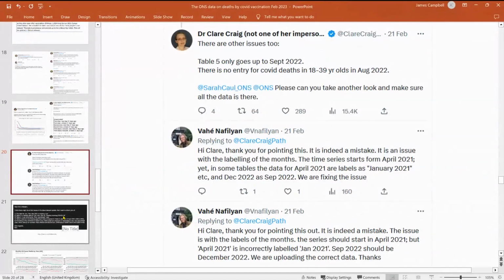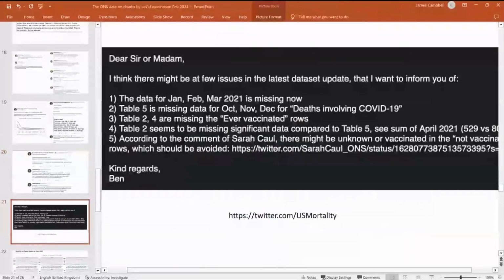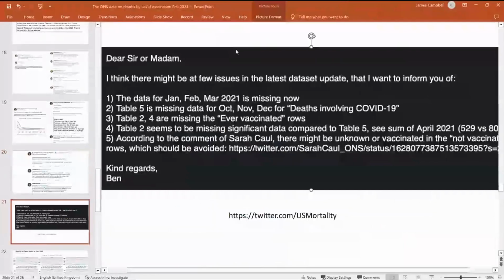And then here a guy called Ben, who goes under the name US Mortality on Twitter, is very good. He's done some very good data analysis. On the next slide, he summarised his concerns about the data. He pointed out some missing data in Table 5.